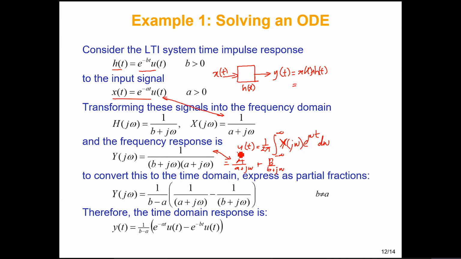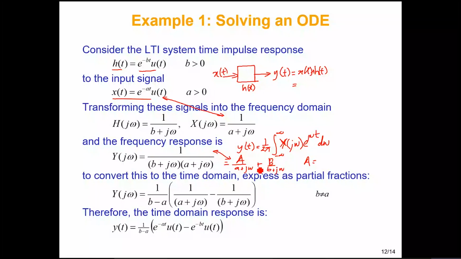Then we know that the inverse of this thing will be, a can be kept separate, 1 over a plus j omega is e raised to the power of minus at ut. And again, b can be separated, and we have 1 over b plus j omega, whose inverse would be e raised to the power of minus bt ut. So we can directly write the answer. And if you do this partial fraction, you will see that a and b can be computed. If these values are given for a and b, we can write those values.